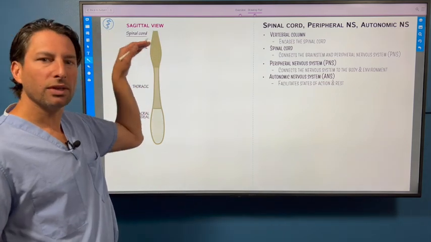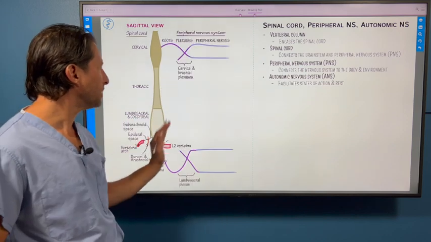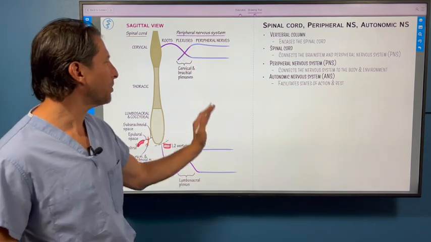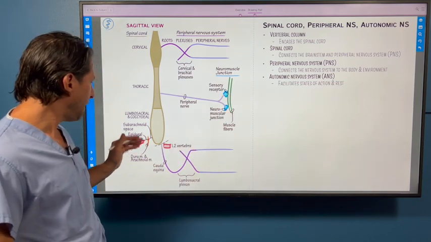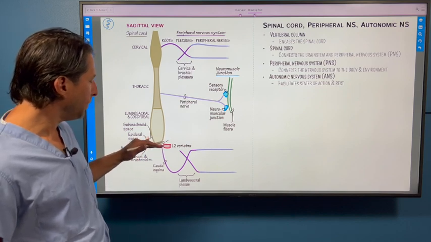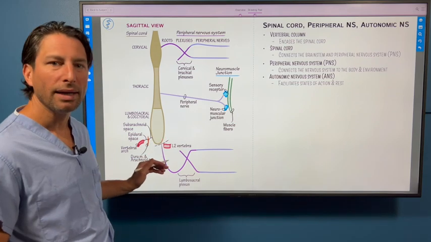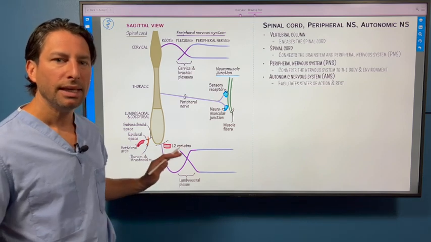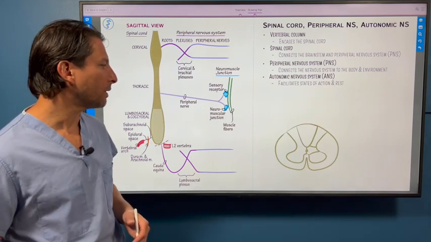So spinal cord, cervical, thoracic, lumbosacral, coccygeal. We talked about this organization of roots and then this interweaving of nerves into plexi, and then the peripheral nerves, neuromuscular junction to muscle here. This epidural space is really important, and then this region below the spinal cord, but within the vertebral column, called the cauda equina, this horse's tail. This is really key for localization because injury here can cause paraplegia, weakness of the lower extremities.